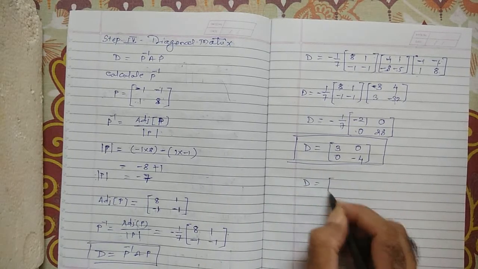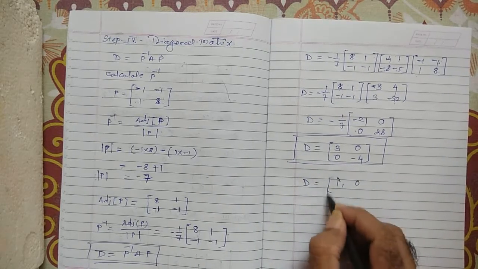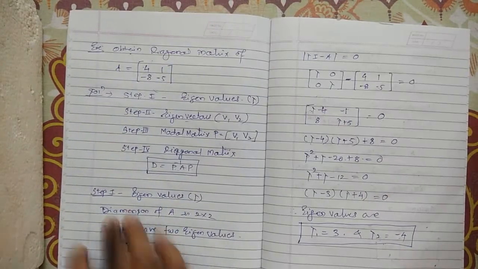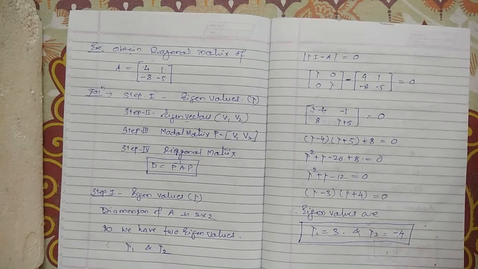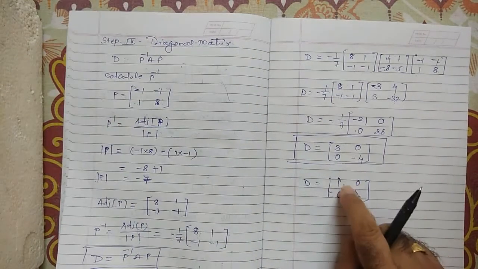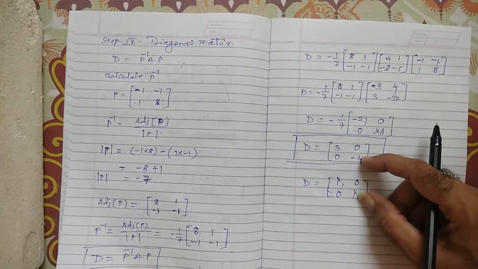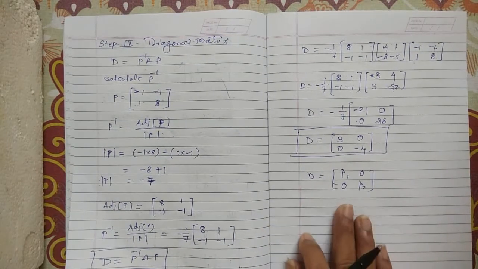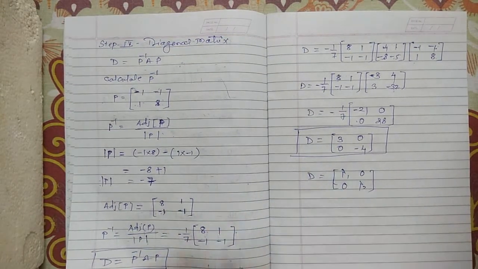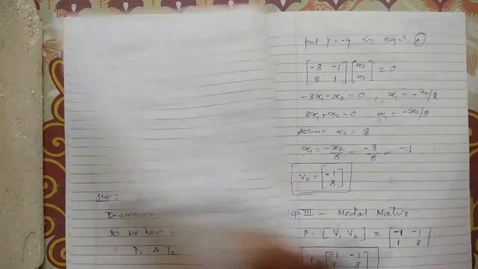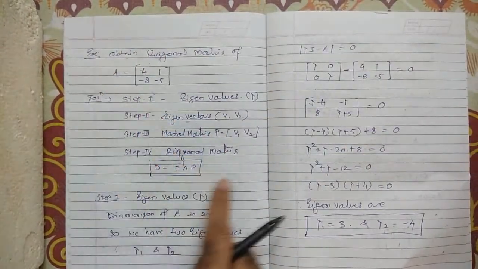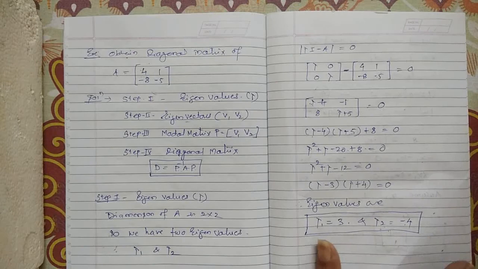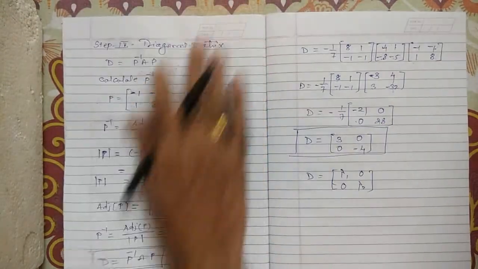Now D is equal to lambda 1, 0, 0 and lambda 2. What are my values of lambda 1 and lambda 2? Lambda 1 is equal to 3 and lambda 2 is equal to minus 4. It is coming the same, so that means our calculations are correct. For this matrix, the lambda values are 3 and minus 4, and in the diagonal matrix those must be the values. That we have proved mathematically.